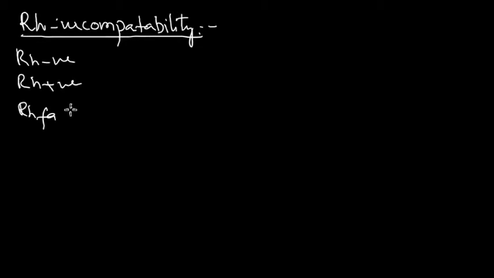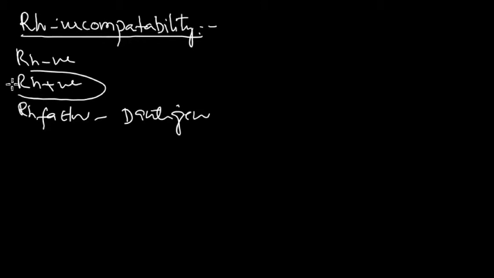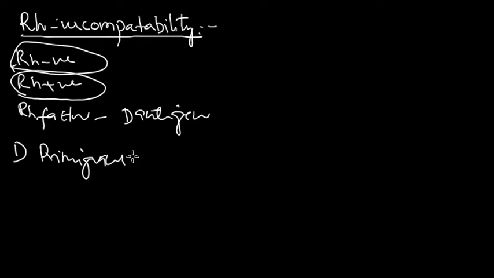Rh factor is nothing but the D antigen. If this antigen is present on the surface of red blood cells, then the blood group will be Rh positive. And if this antigen is not present on the surface of red blood cells, then the blood group is Rh negative. I will discuss this incompatibility in two scenarios: when the patient is primigravida and when the patient is multigravida.